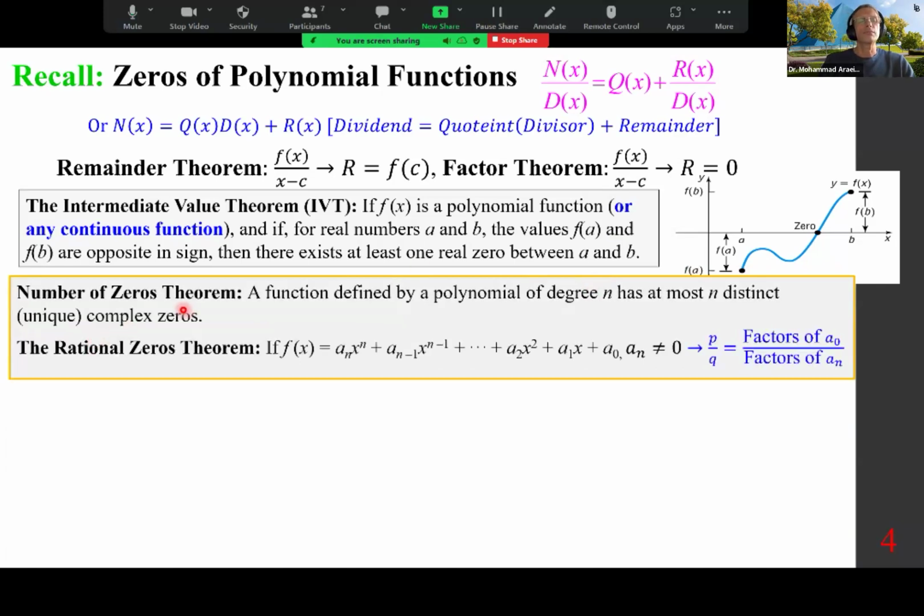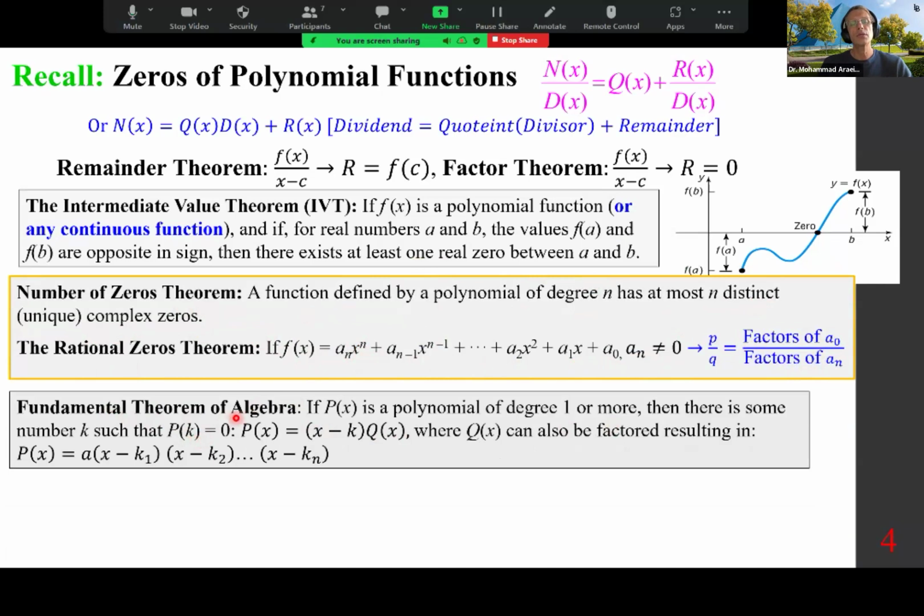Number of zeros theorem: a function defined by a polynomial of degree n has at most n distinct or unique complex zeros. The rational zero theorem indicates that if f of x is the following polynomial, a sub n x to the power of n all the way to a sub 1 x plus a sub 0, then the possible rational zeros are factors of a sub 0 over factors of a sub n.